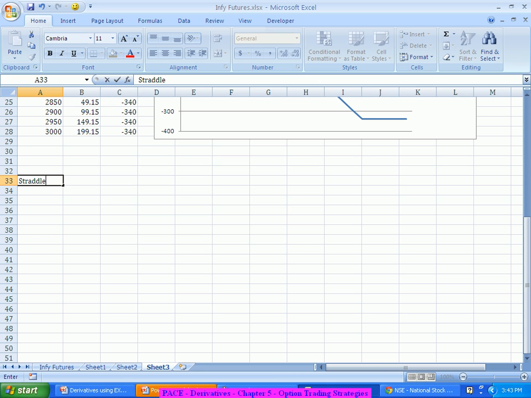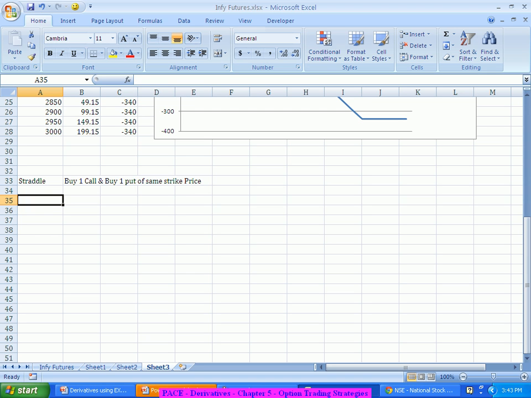One is called a straddle strategy, where I will buy one call and buy one put of the same strike price. That is the idea behind the straddle strategy. So the strike price should be the same, right? And I am trying to buy one call as well as buy one put.